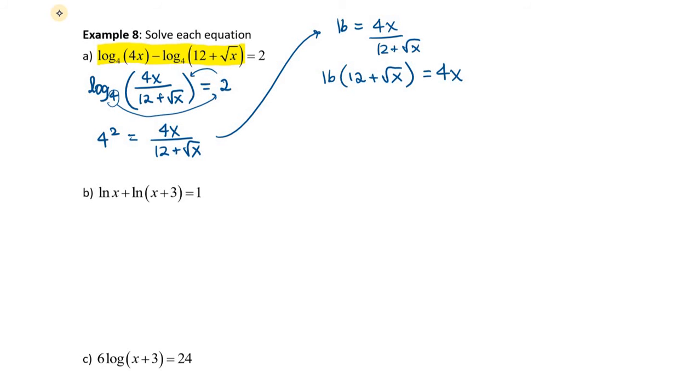I'm going to divide by 4 on both sides just to simplify. And then I'm also going to distribute. So this 4 gets distributed here and here after I simplified it. So 48 plus 4 root x equals x. At this point, things are not getting easier. I'm going to try and isolate this root as best I can, because in order to solve for x, I'm going to have to square this in order to get the x out from under the square root.